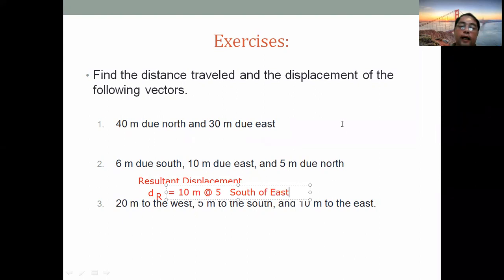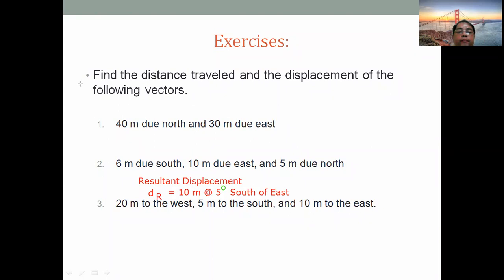Okay, I'll just give the answer and let me illustrate how we arrive at this answer. So this is our value. That's 5 degrees south of east, and our answer is 10 meters. And again, this is by graphical approach. This is by graphing.